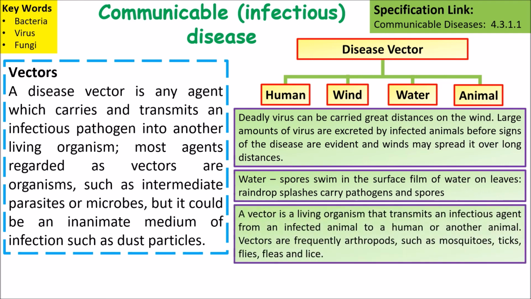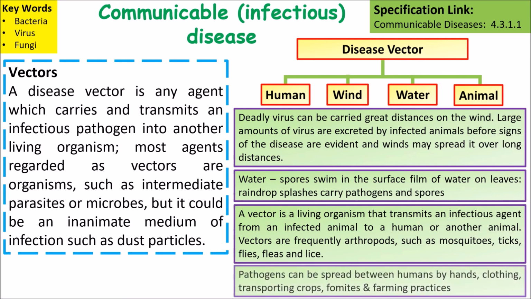And a vector can be a living organism that transmits the infectious agent from an infected animal to a human or another animal, something like a mosquito or a tick. And pathogens can be spread between humans by hands, clothing, transporting crops, or by farming practices.